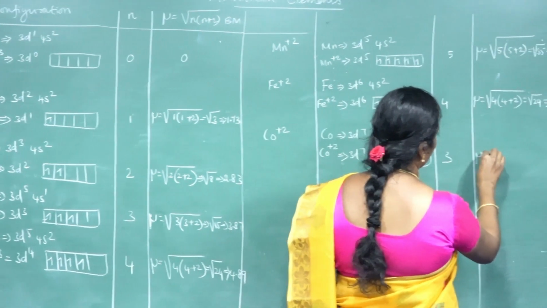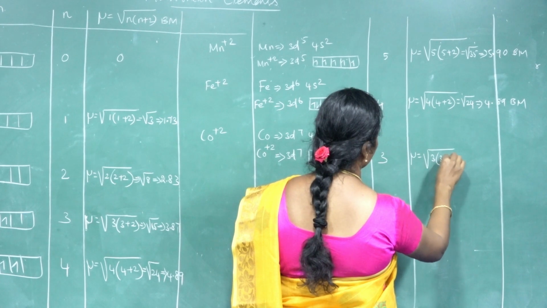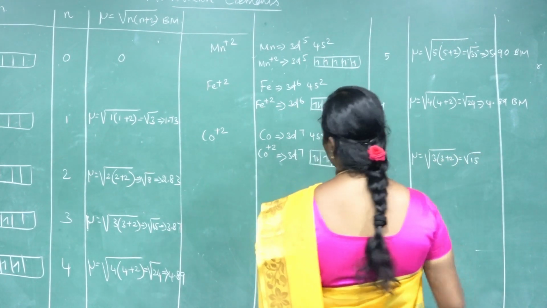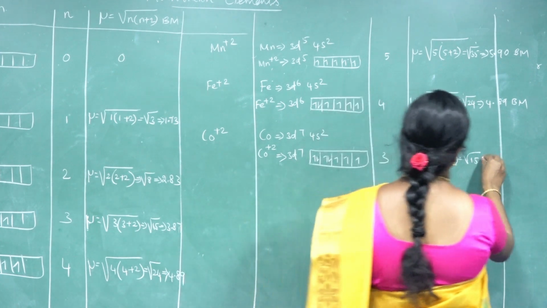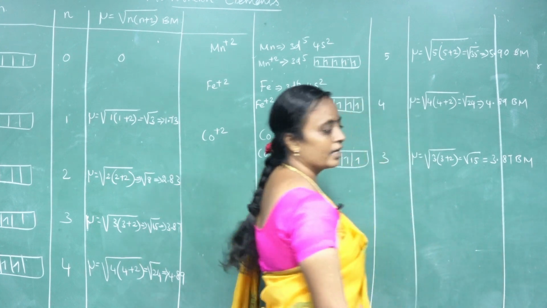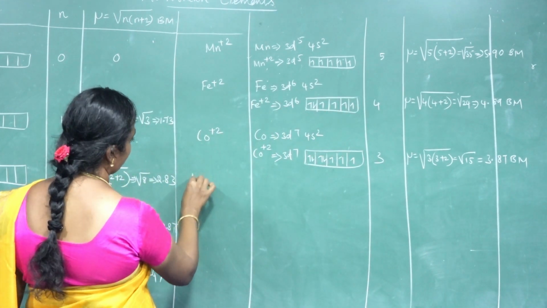So mu is equal to root of 3 into 3 plus 2. So that gives root 15 value. So root 15 you will get 3.87 Bohr magneton. And in the same way for nickel, copper, zinc we can calculate.